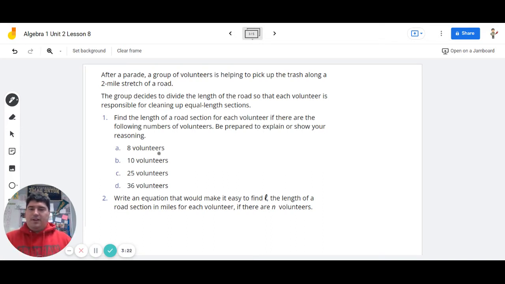Okay, so 8 volunteers. Remember, we're picking up trash along a 2-mile road. So 2 miles, and then divide the length of the road for each volunteer. How long is the road? 2 miles. Divided by how much? In this case, 8 volunteers. That's the same thing as 1/4 of a mile per volunteer.